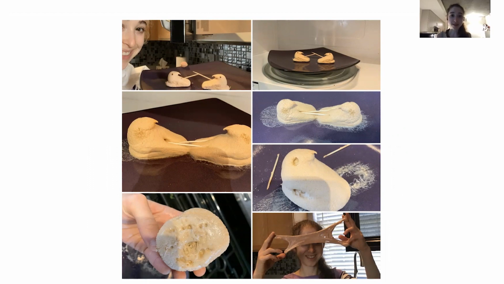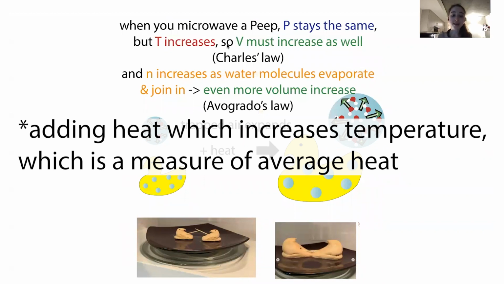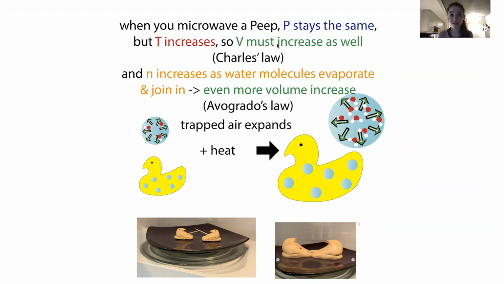And as we said, we have that relationship between the gas molecules, the temperature, and the pressure. So if we put them in a microwave, what we're doing is we're adding temperature. If we add the temperature, well, then the volume is going to have to increase as well. This is what Charles's law tells us. And when this is happening, more of the water molecules are going to evaporate and join in.